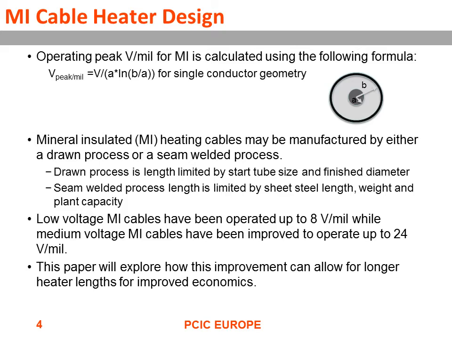You want to go from a 60% theoretical compaction up to something like an 83% theoretical compaction to give you the electrical characteristics. Low voltage cables have been operated up to 8 volts per mil, while the medium voltage cables that we're talking about in this paper have operated up to 24 volts per mil. This paper will then explore how this improvement can allow for longer heater lengths and, as a consequence, much lower energy losses in the overburden. What you basically have is an extension cord to get the power down, and then the heater cable.